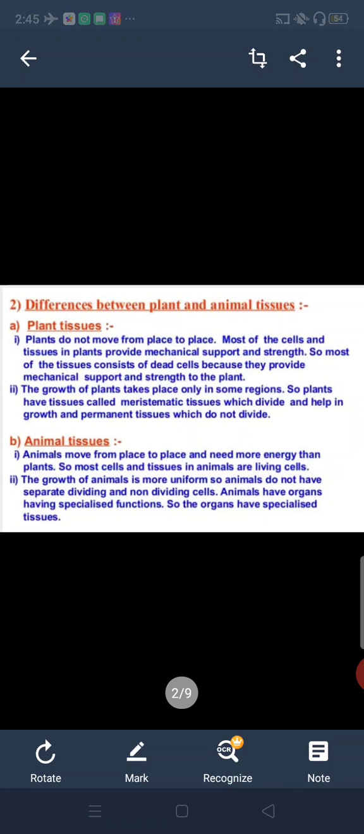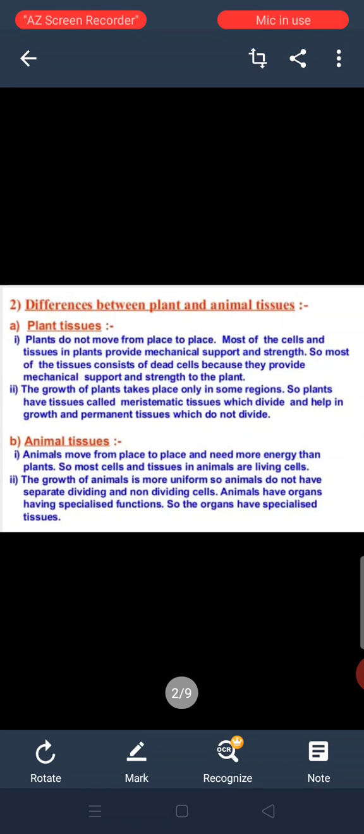Differences between plant and animal tissues. Plant tissues. Plants do not move from place to place. Most of the cells and tissues in plants provide mechanical support and strength. So, most of the tissues consist of dead cells because they provide mechanical support and strength to the plant. The growth of plants takes place only in some regions. So, plants have tissues called meristematic tissues which divide and help in growth, and permanent tissues which do not divide.